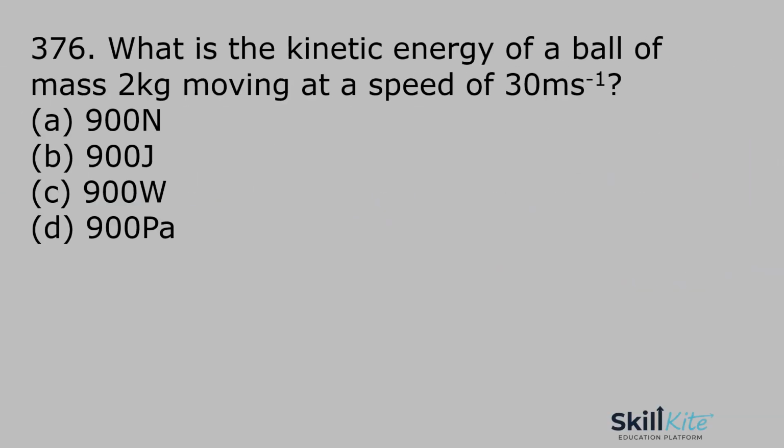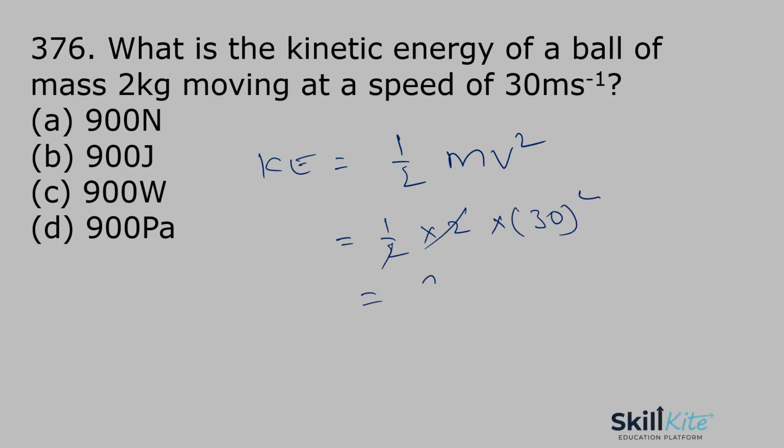What is the kinetic energy of a ball of mass 2 kg moving at a speed of 30 meters per second? Kinetic energy is half mv square. So half into mass 2, into v square, that is 30 square. It is around 900 joules.